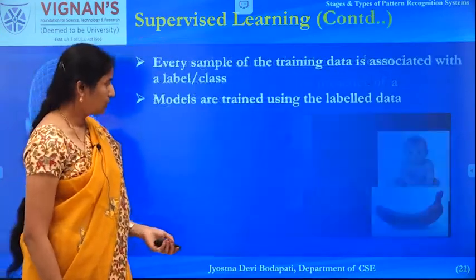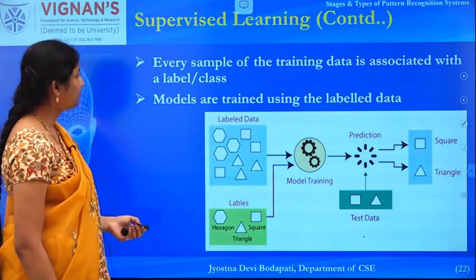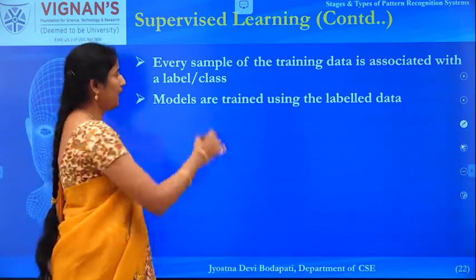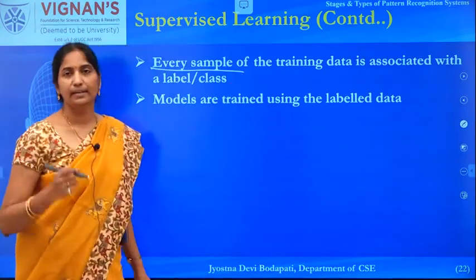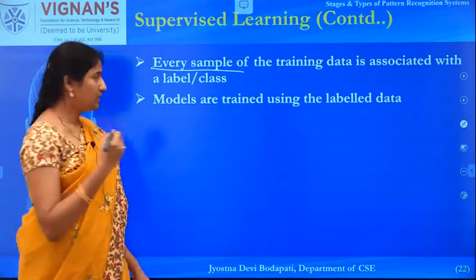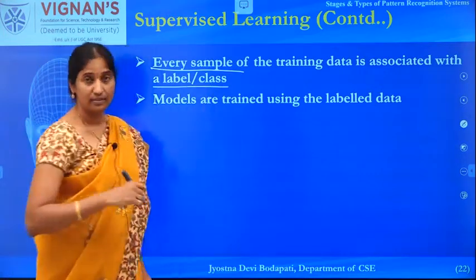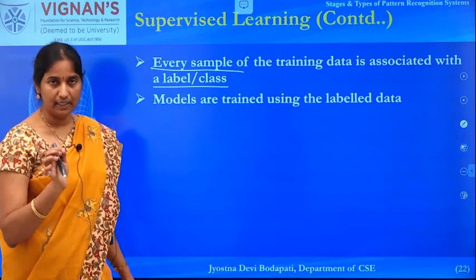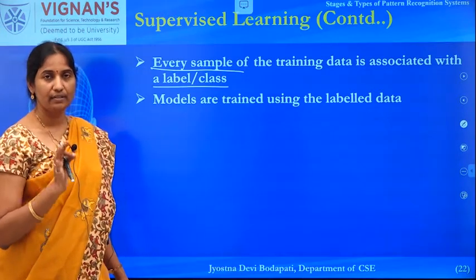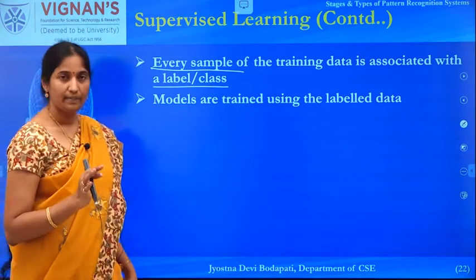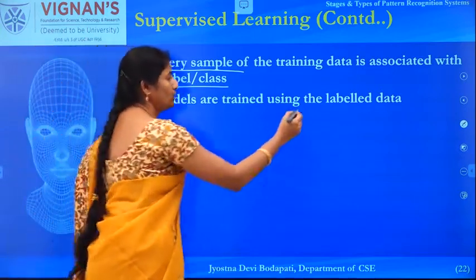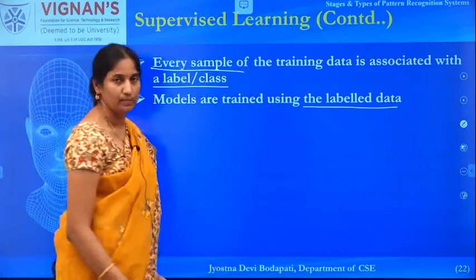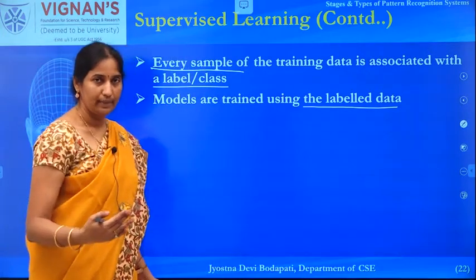Let's see what supervised learning is in detail. Here, every sample in the training data is associated with some label, or you can even say a class. Every data sample in the training data is associated with a label or class, and the models are trained on the labeled data alone. They cannot be trained on unlabeled data.